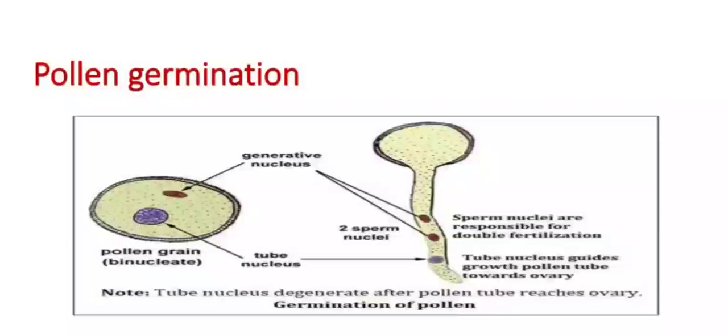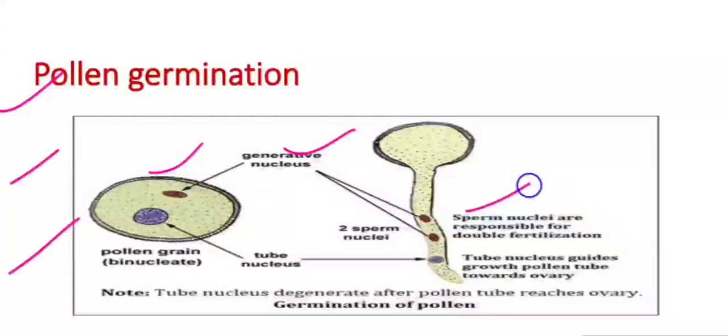Now in this slide, pollen germination is explained. This picture depicts how the pollen tube is developed. Here you can see the pollen grain, which is a binucleate structure having a generative nucleus and a tube nucleus. The generative nucleus will divide to form two male gametes or two sperm nuclei, and the tube nucleus will guide the growth of the pollen tube towards the ovary.